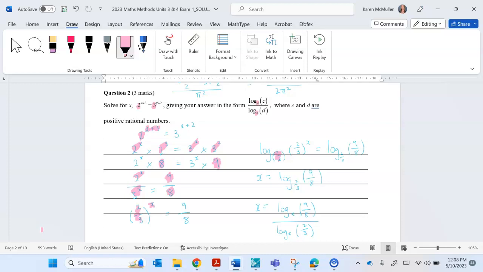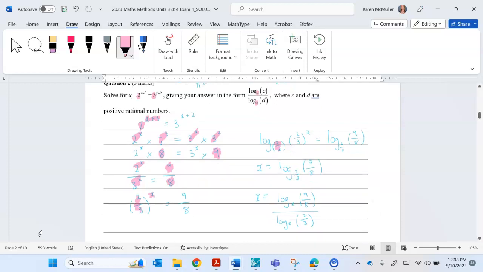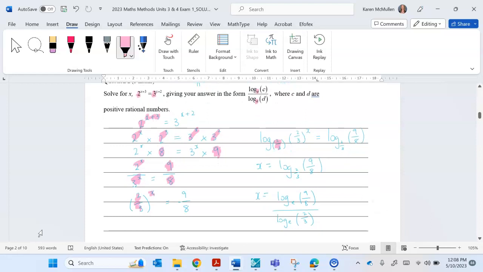which we have covered, but it is not on your formula sheet, so it's probably a good idea to really understand the change of base rule. So you can change the base to whatever you like. So for this question we needed to change it to the base of e. So you can see there we've got log base e over log base e. Alright, so you can change that to whatever base you like.